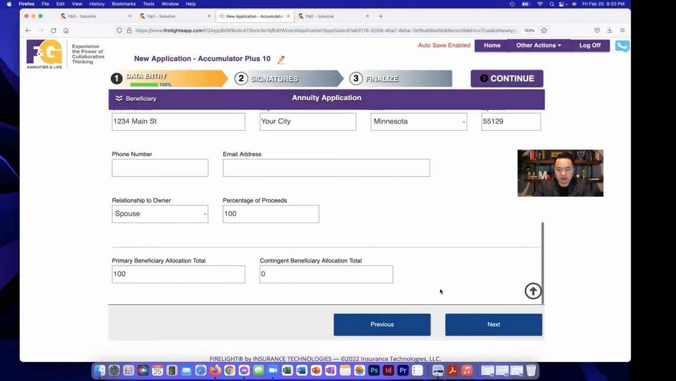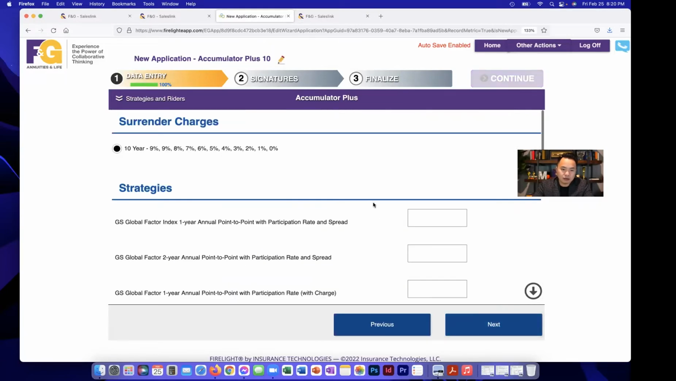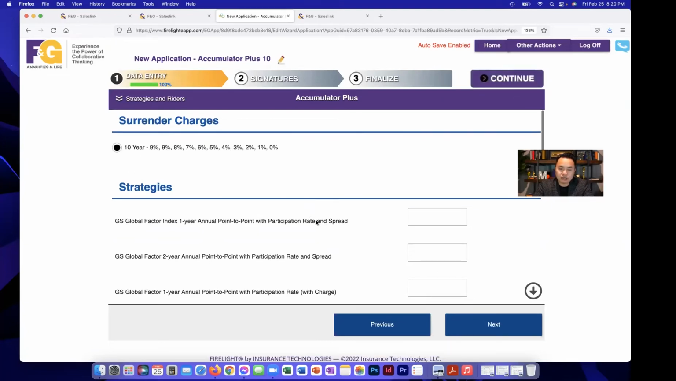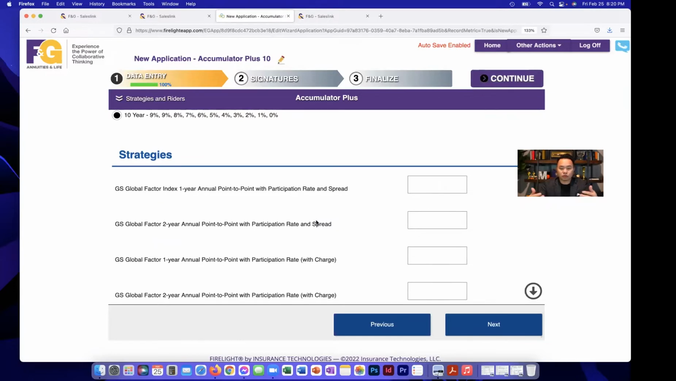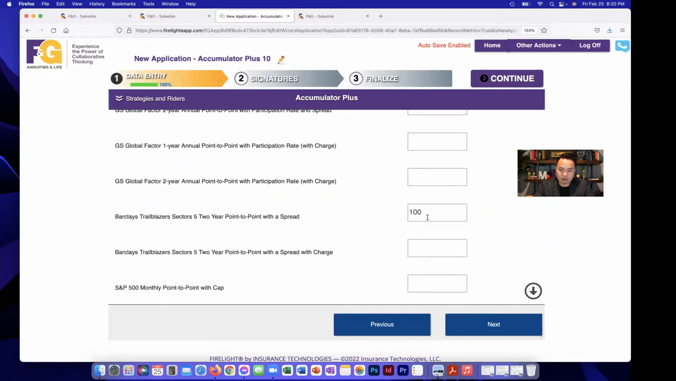Spouse. Okay. The relationship. So surrender charge is already selected. So the strategies here is what you chose. You can do the global factor, but here we just put 100% on the Barclay Stabilizer 5 years, 2-year point to point. That's the one that we choose. That's the one that you should put in there. All right, the Barclay Stabilizer Sector 5, 2 years point to point with a spread, no charge.